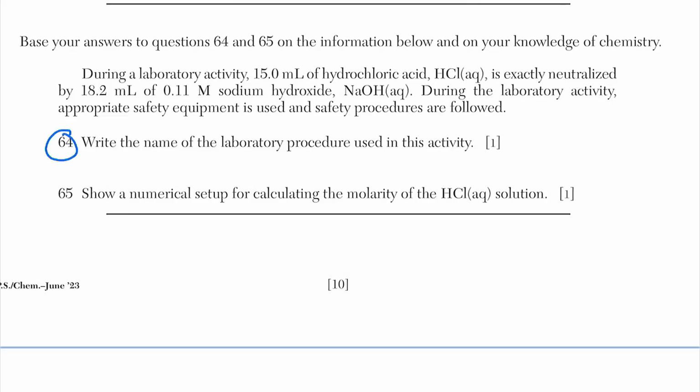So again, we have this blurb, and I'm going to go right to the question. Write the name of the laboratory procedure used in this activity. Guess what? Gotta go read the blurb in this case. So during this laboratory activity, a certain amount of acid is exactly neutralized by a certain amount of base. This should scream to you a certain procedure.